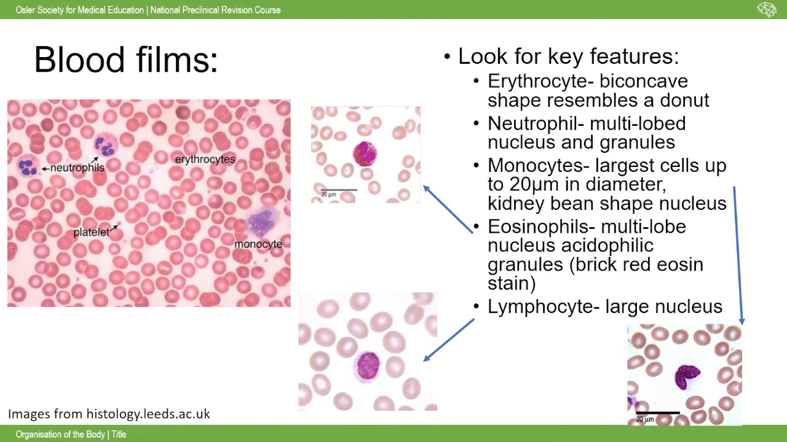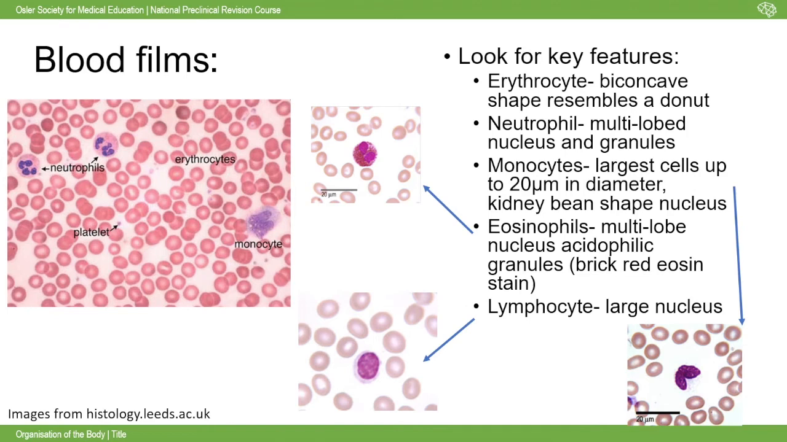Then looking at your neutrophils, you have a multi-lobed nucleus, and they are granulocytes, so they have granules within them. You can distinguish these, however, from eosinophils, which also have a multilobed nucleus, because eosinophils you'll dye with eosin stain, and because of the acidophilic granules within eosinophils, you'll get a really brick red stain, whereas your neutrophils will remain a light pink. So that's how you would distinguish those cells.